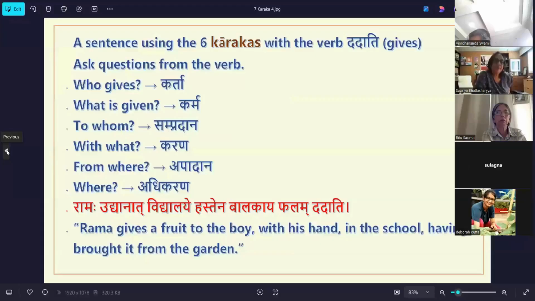Now, we will not be able to do Prathama Vibhakti today. We will not be able to discuss it because there is no time. But before that, we have to practice what we have learnt earlier. Otherwise it will all be useless.